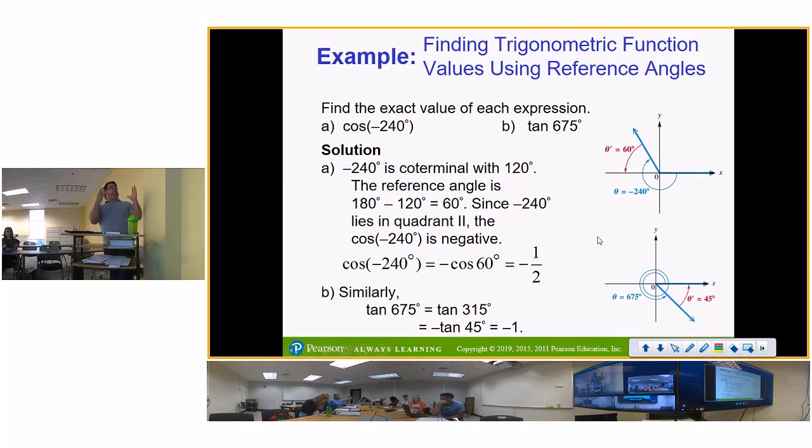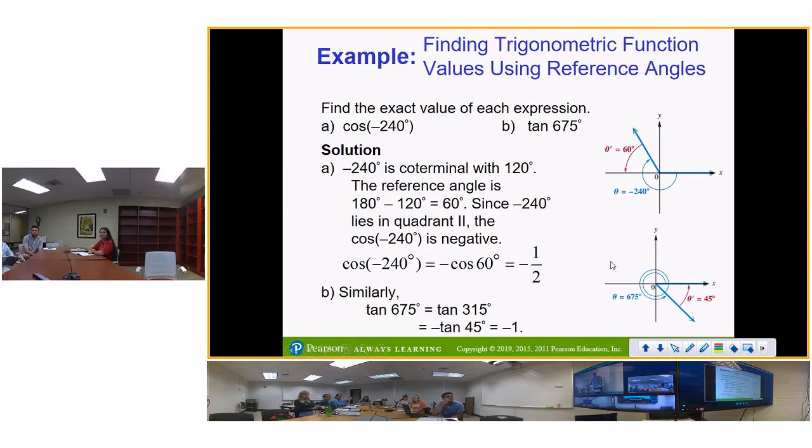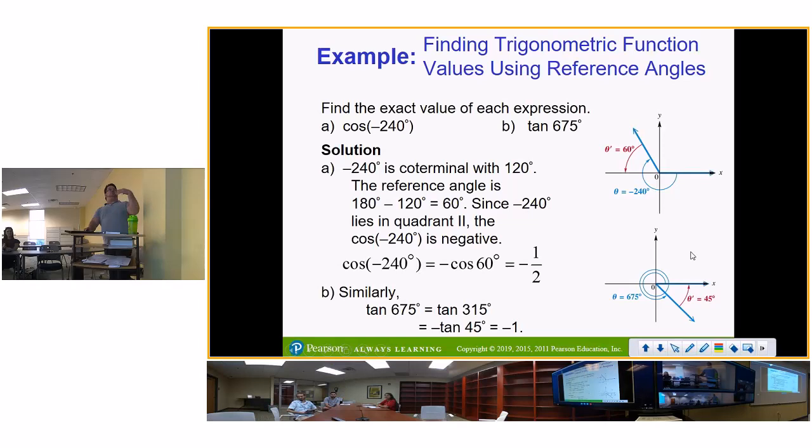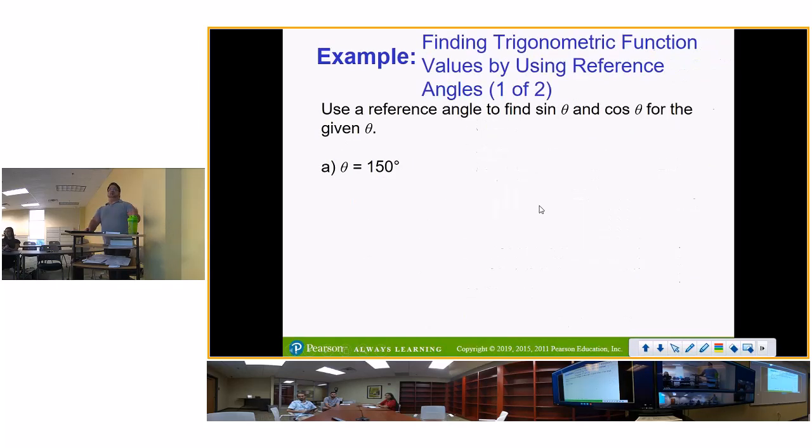Pendleton, how many people at Pendleton were told they have to memorize this stuff? How about Easley? How many of y'all were told you had to memorize everything? So we wrote it all in the unit circle. Yeah, you can do that, and that's where we're leading up to. But the good thing is, how do you get that? And this is how you get it. But yes, you're correct.